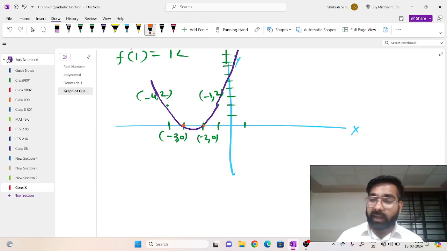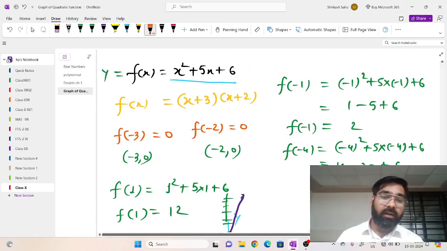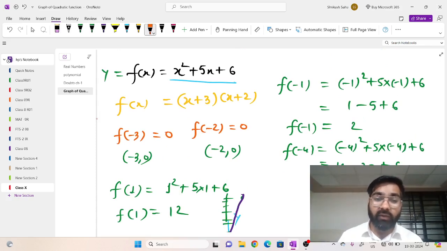Because the value of x which makes the function completely 0. These are called zeros of the function. Here y is completely 0. So these 2 points lie completely on the x-axis.